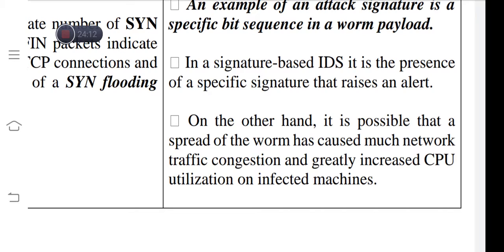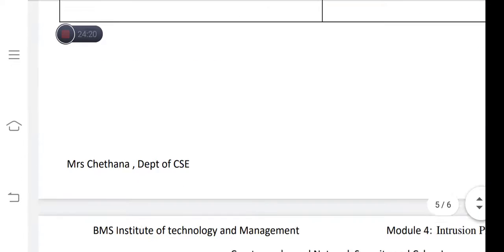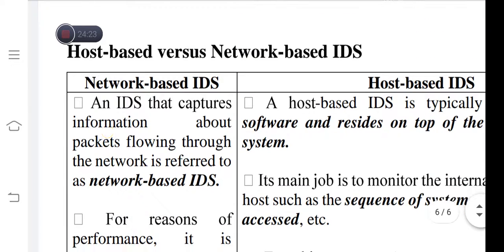Okay, so that is the resource consumption due to the spread of the worm here. Next, finally, we'll see the difference between host-based versus network-based IDS. Again, very simple concept. From the network, obviously, we can understand that there will be a packet flow. So the intrusion detection system based on the network captures the information about the packets flowing through the network, and it is referred to as network-based IDS.